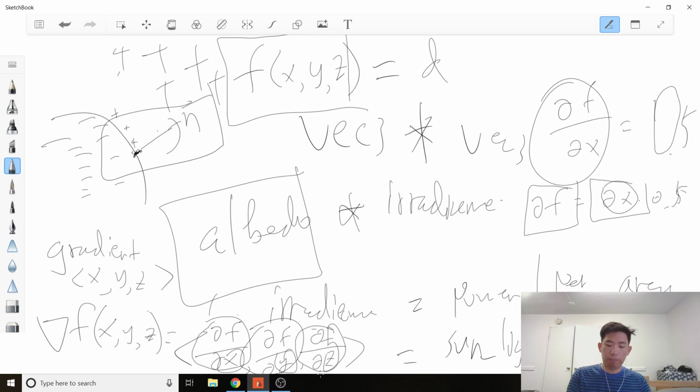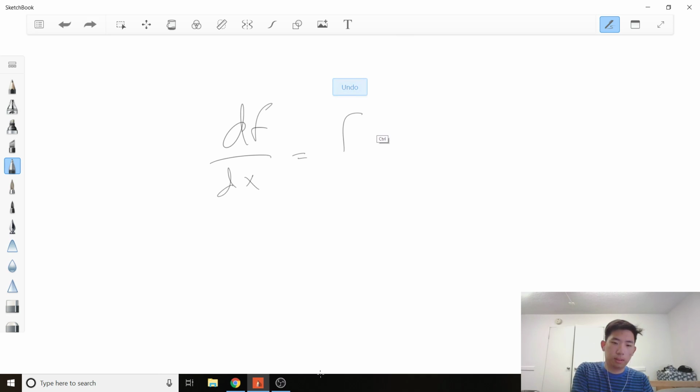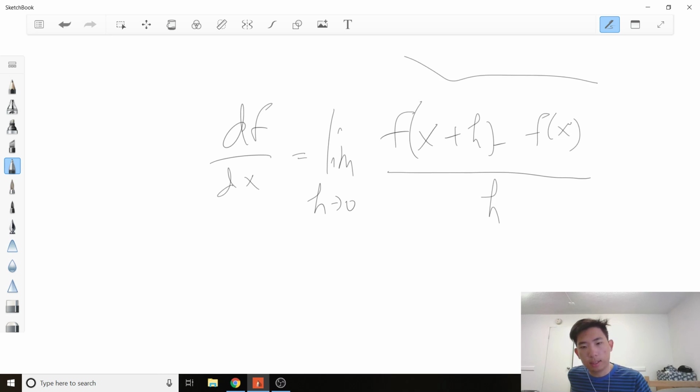Remember that the definition of a derivative is the rate of change along a certain value. So df/dx is the limit as h approaches 0 of f(x + h) minus f(x), over h. This is the canonical definition of a derivative.